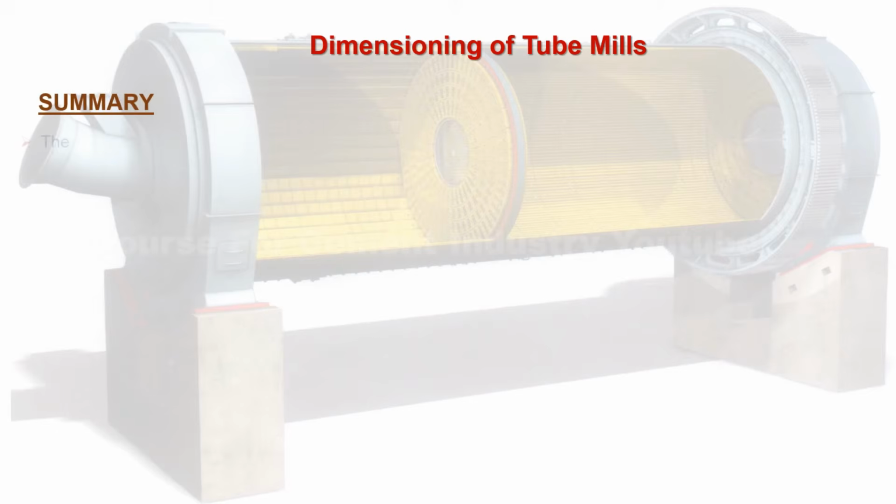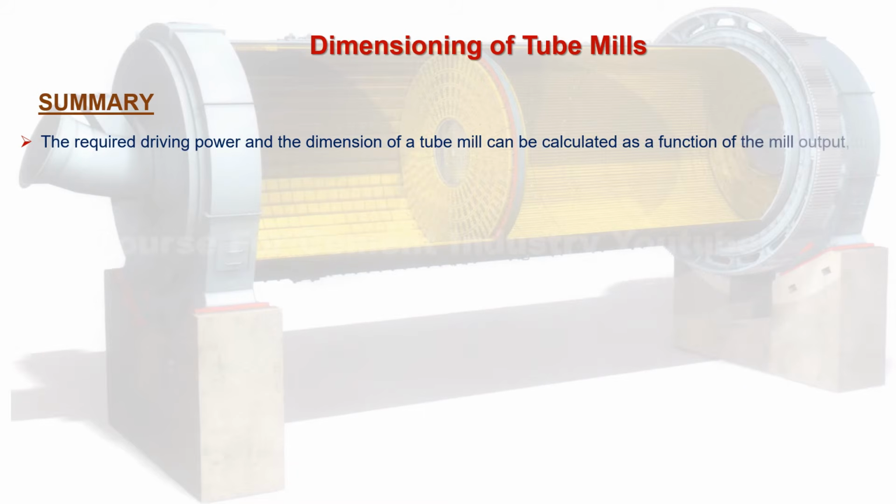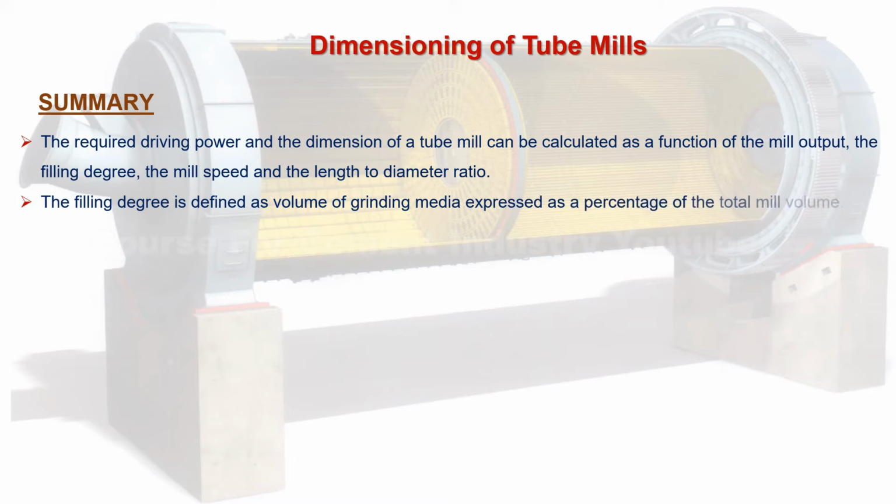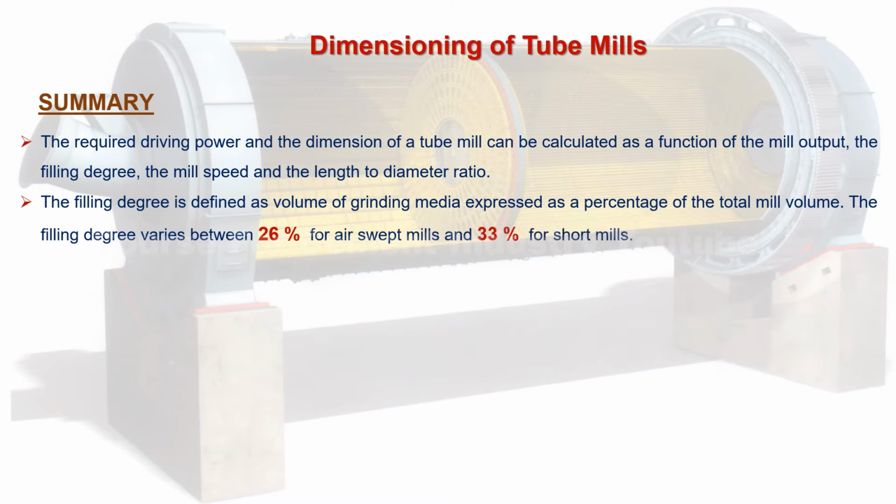Summary. The required driving power and the dimension of a tube mill can be calculated as a function of the mill output, the filling degree, the mill speed and the length to diameter ratio. The filling degree is defined as the volume of grinding media expressed as a percentage of the total mill volume. The filling degree varies between 26% for air-swept mills and 33% for short mills. The mill speed is expressed as a percentage of the critical speed.